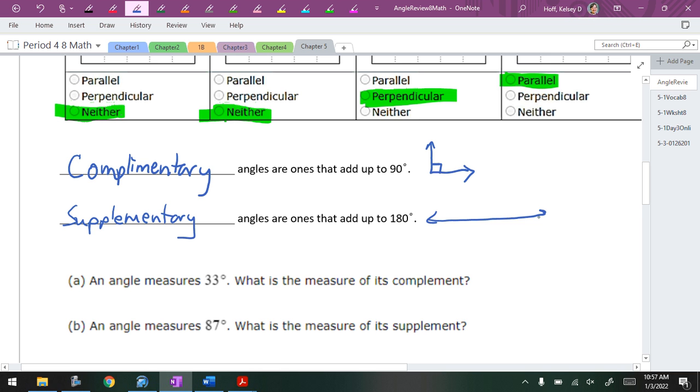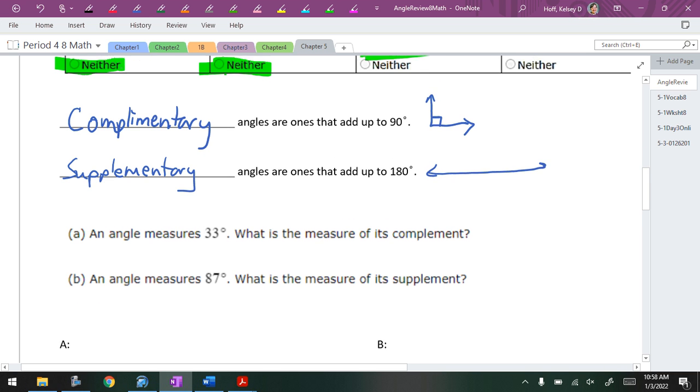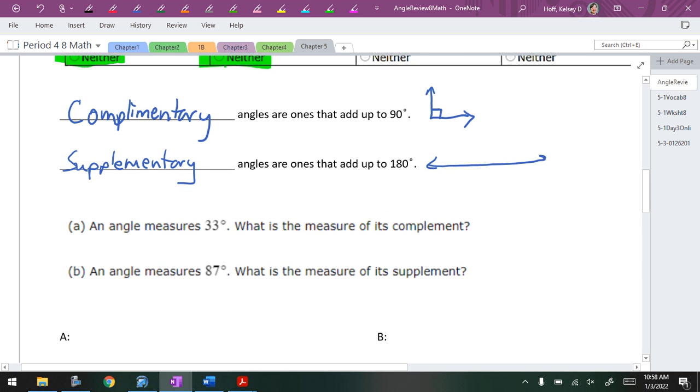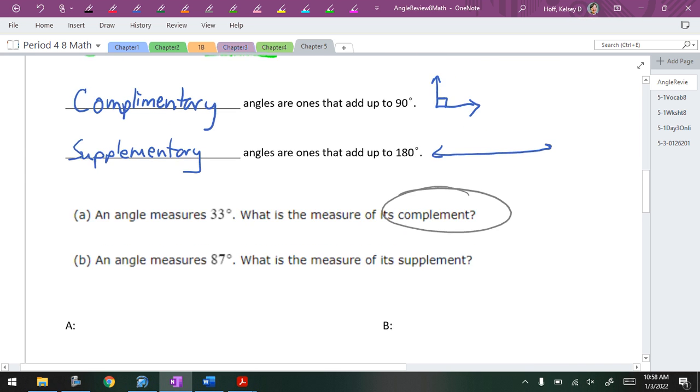So they're going to ask us simple questions today like, okay, an angle measures 33 degrees. What's the measure of its complement? Well, its complement, how many degrees together do they have? 90. Now, here's where people are going to get annoyed, but I'm going to tell you it's going to help you with the back. Okay?